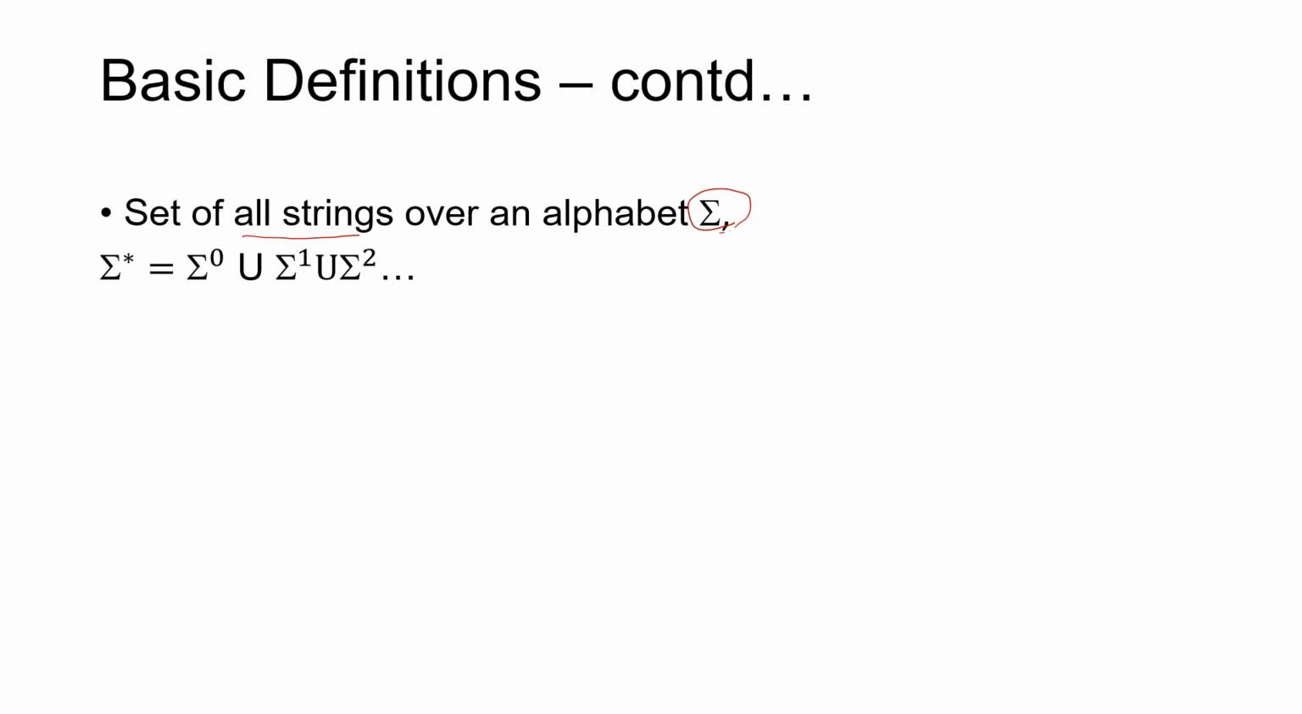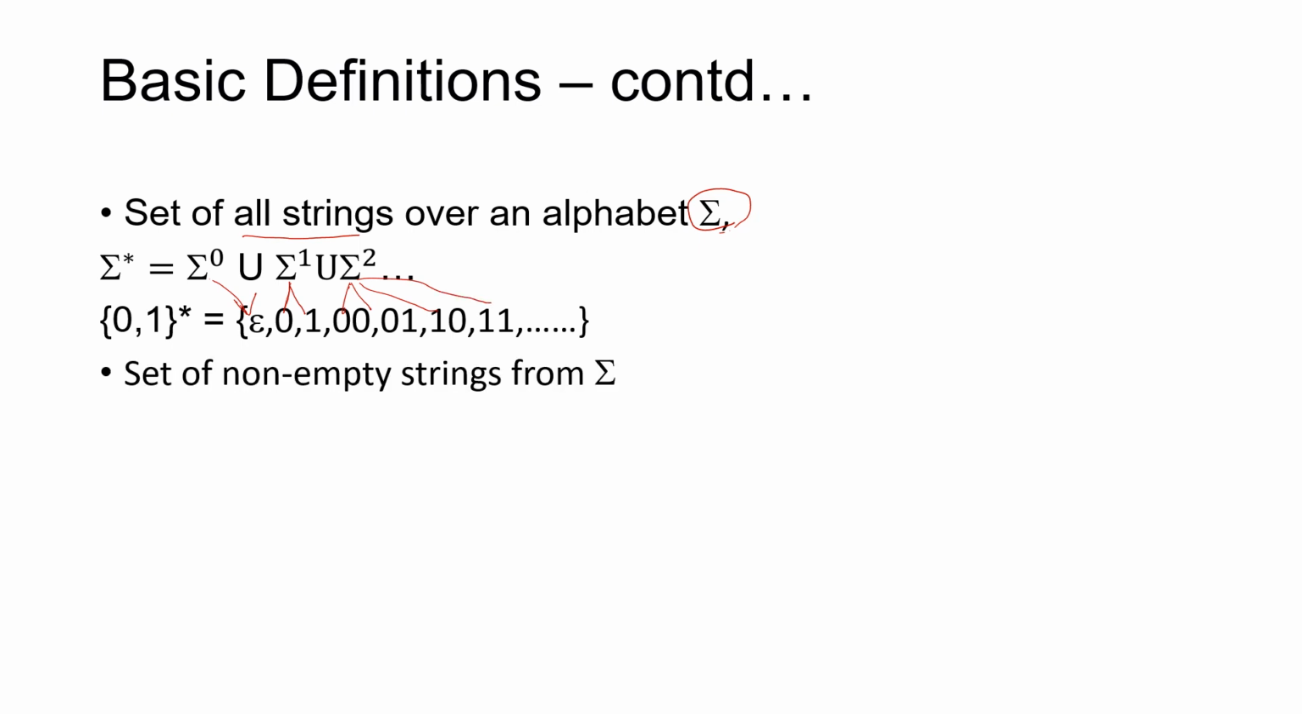Now, coming to non-empty strings. Okay, so this is the representation. If {0, 1} is the alphabet set and I want to include all possibilities, first comes epsilon. This represents epsilon, the empty string. This represents 0 and 1, sigma power 1, the strings with only one element, so 0, 1. Sigma power 2 denotes all the strings with length 2. All these are of length 2, and so on.